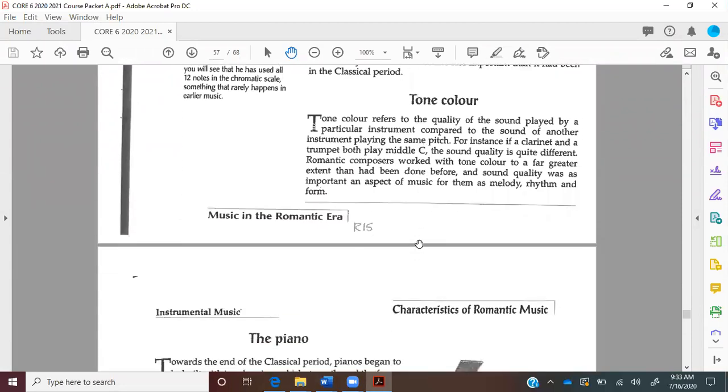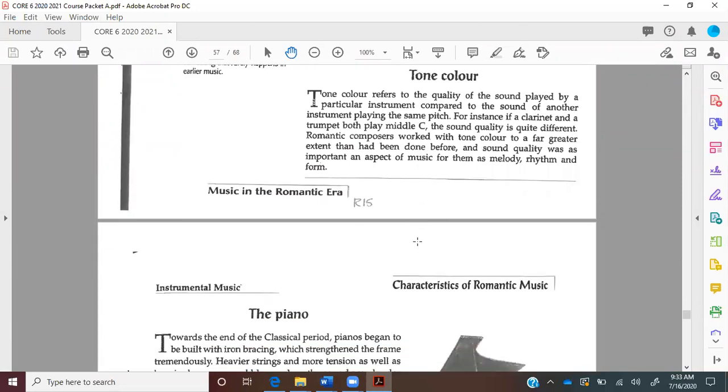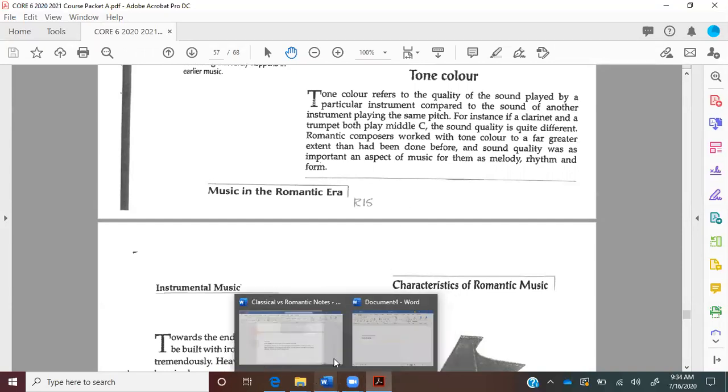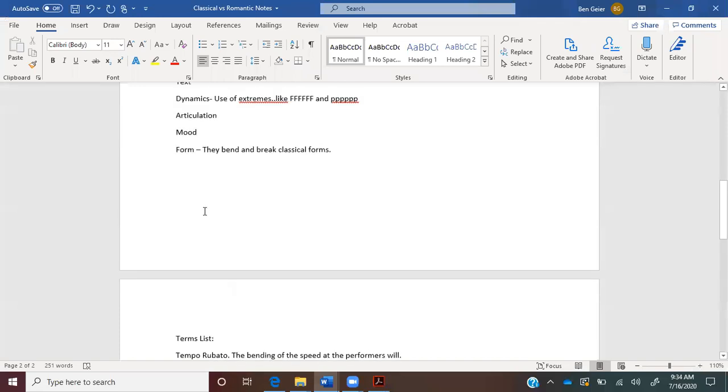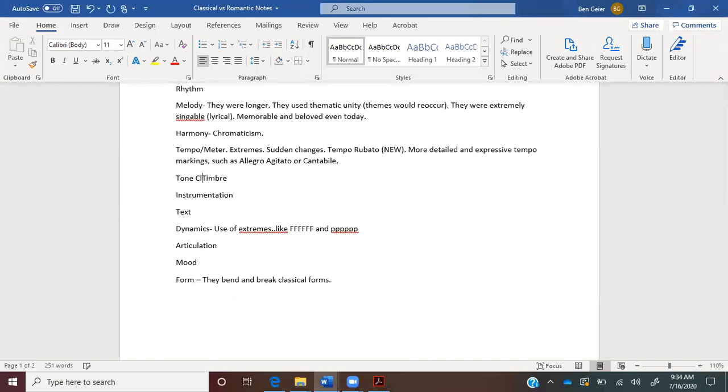Okay. Tone color. Tone color refers to the quality of the sound played by a particular instrument compared to the sound of another instrument playing the same pitch. I've been using the word timbre instead of tone color, but it's just the same thing. For instance, if a clarinet and a trumpet both play middle C, the sound quality is quite different. Romantic composers worked with tone color to a far greater extent than had been done before, and sound quality was as important an aspect of music for them as melody, rhythm, and form. Okay, so we need to go over tone color, timbre. I'm happy to add that into my little list.